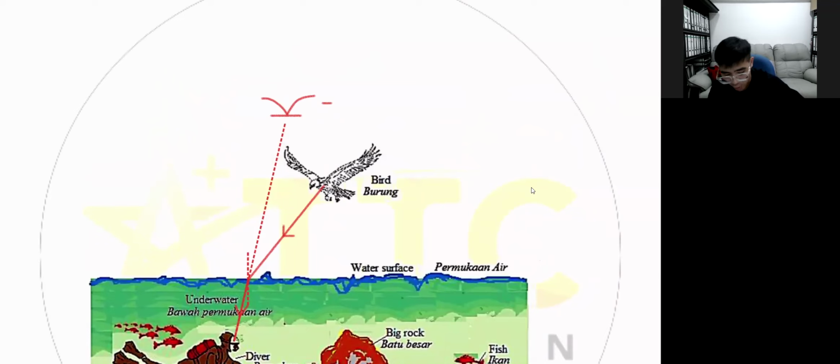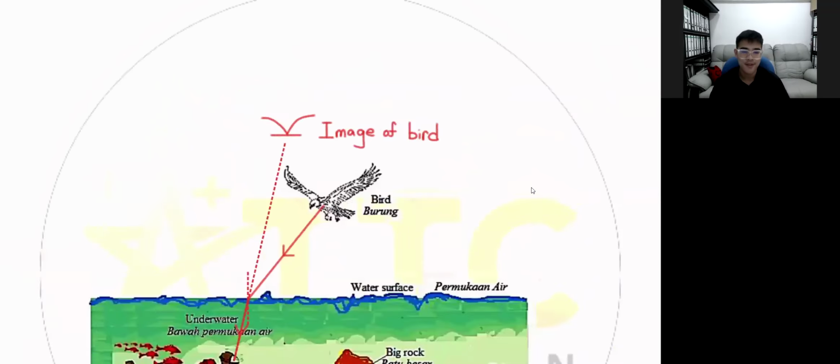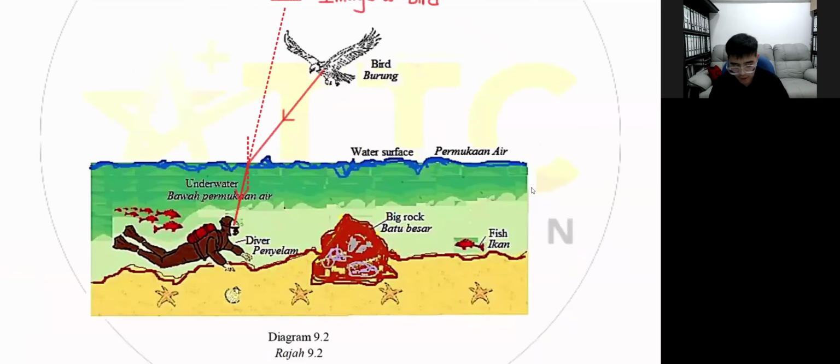The diver is actually not looking at the real image. The diver is actually looking at the image of the bird, not the object of the bird. Image of the bird. Okay, like this. So that is what the diver is looking at, not the actual bird. Yeah. So and then for the fish one, right?